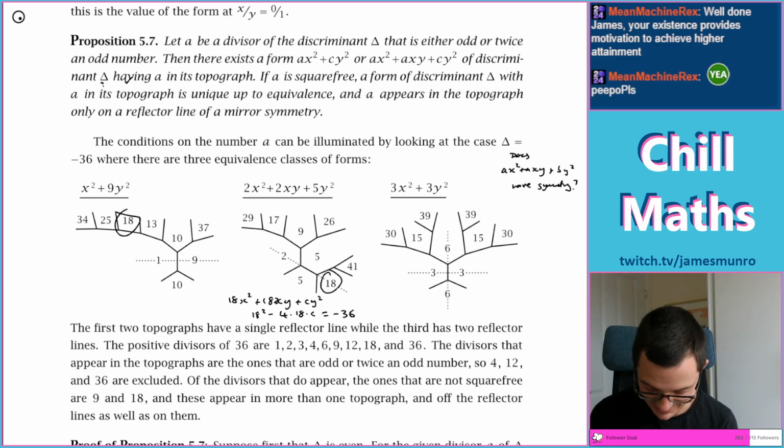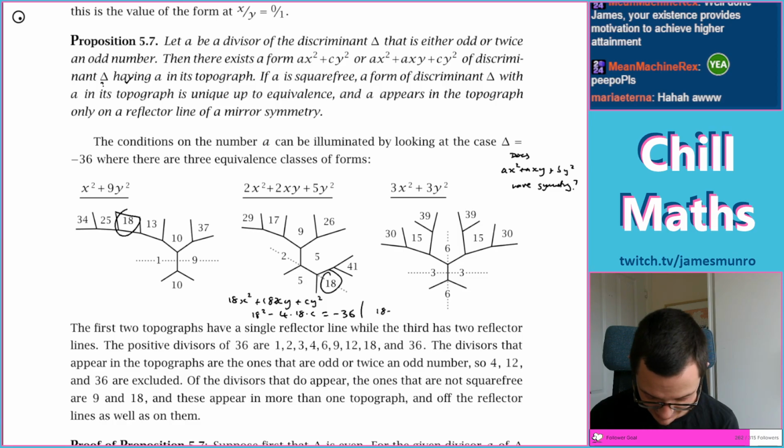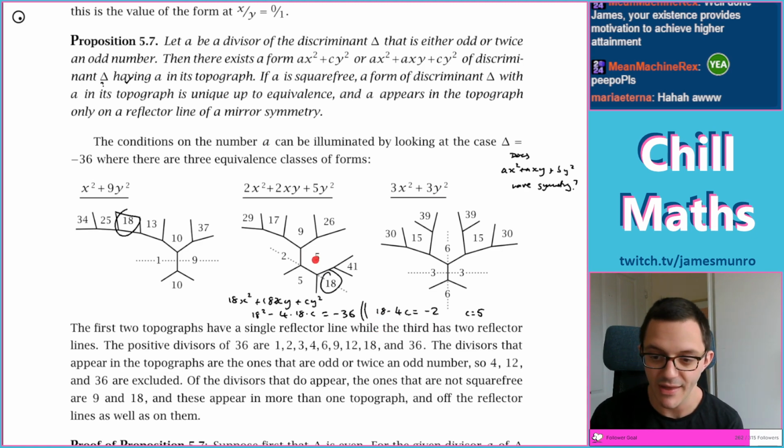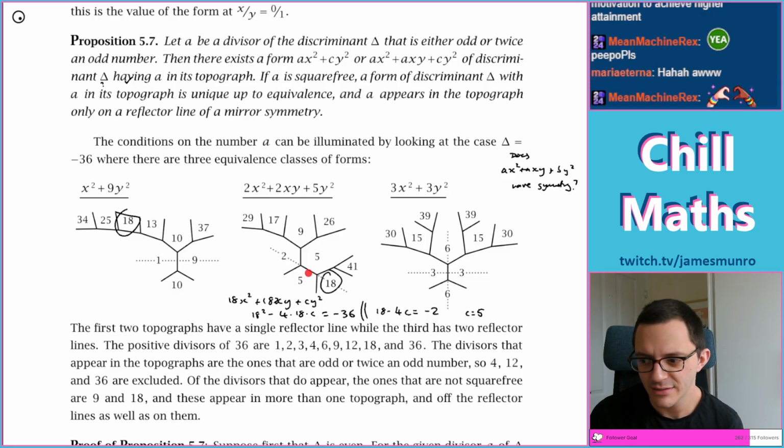Divide both sides by 18 and you get 18 minus 4c is equal to minus 2. So c is 5. 4c is 20. Yep, good. Okay, that number there, I think, not a coincidence. Maybe a coincidence. C is 5. Okay.